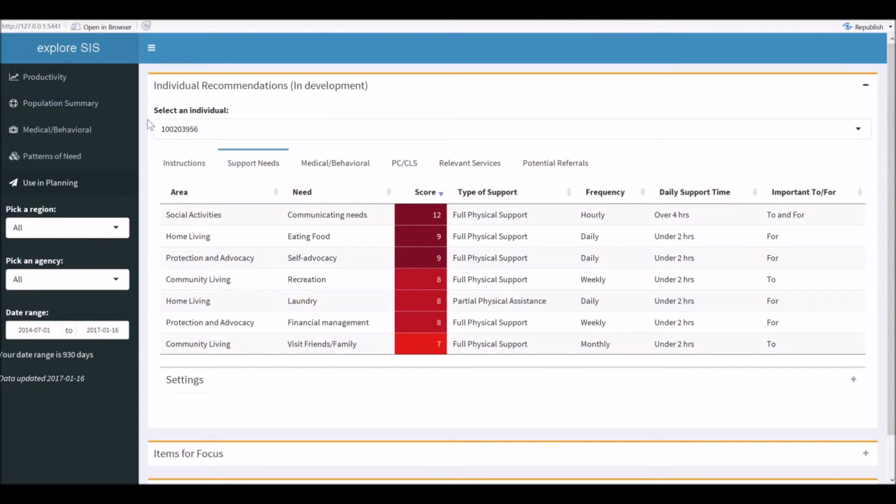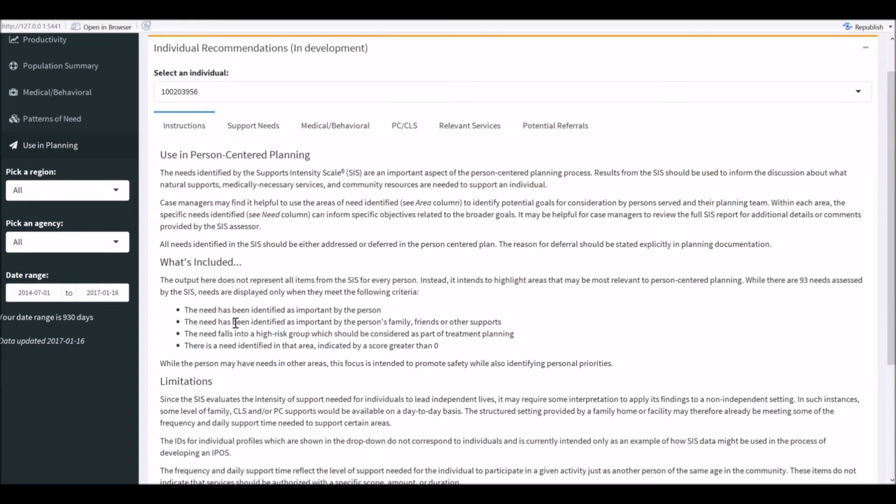Instead, what we're trying to do here is to say, can we design a way that the data could be meaningfully used in something like an EMR or in some other system that does allow you to access that person-level detail? So we have a set of instructions, which are really just some limitations for using the data in person-centered planning.